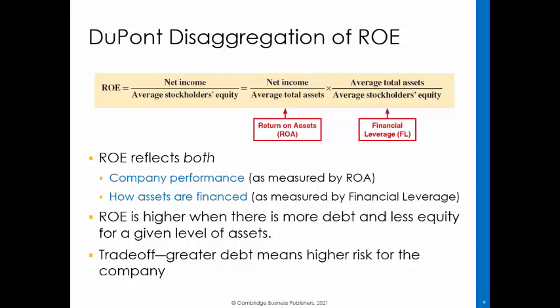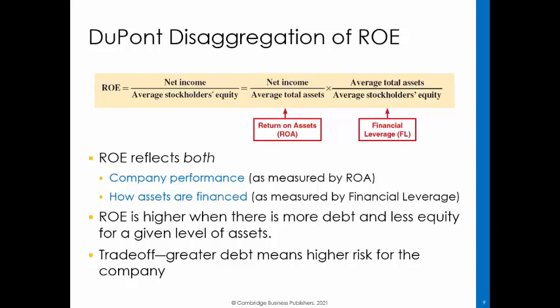First, we have ROA, which is calculated as net income divided by average total assets, and then financial leverage, which is average total assets divided by average stockholders' equity. This disaggregation reflects both company performance as measured by ROA and how assets are financed, which is measured by the relative use of liabilities and equity.